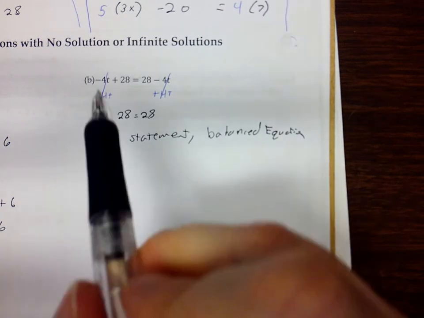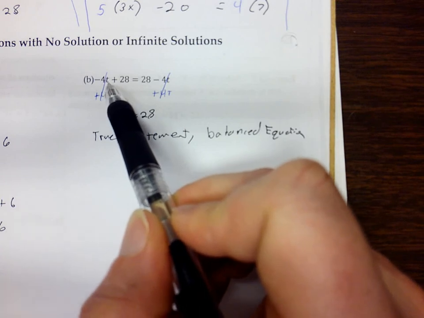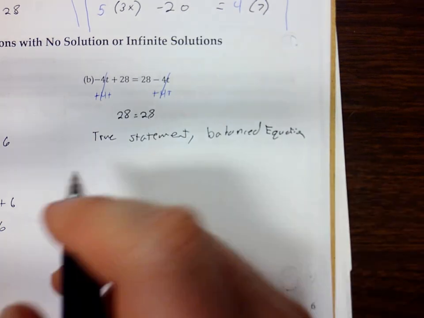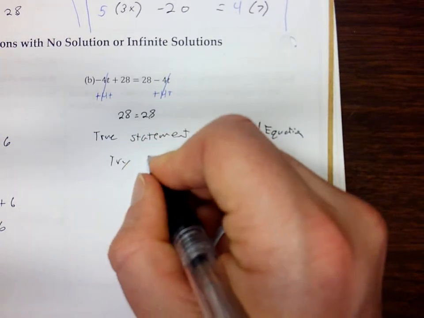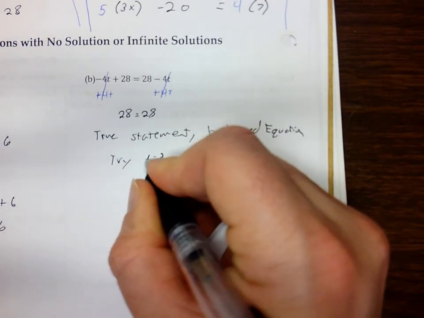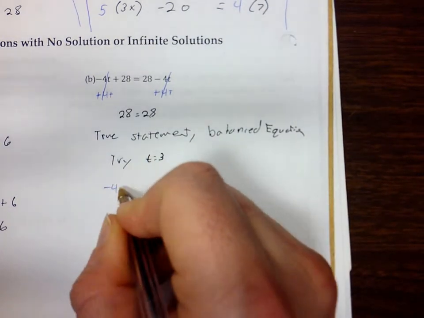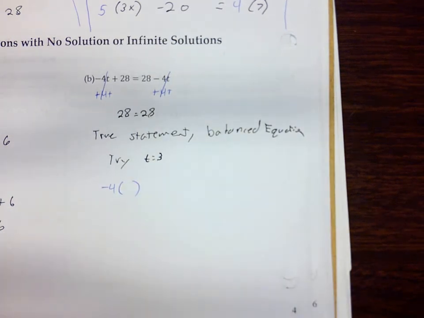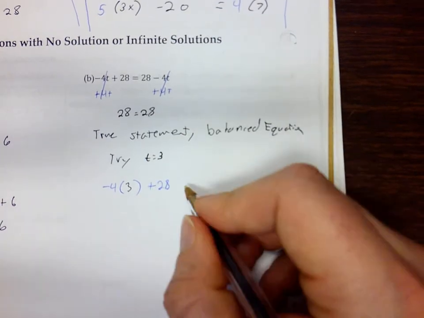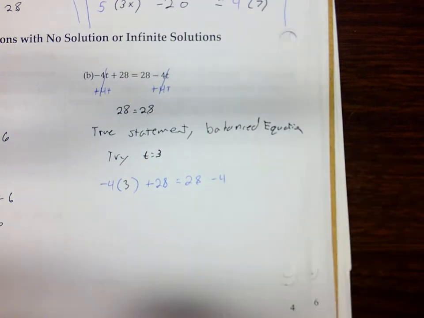So the question is, what happens when I plug in some number for our variable? What happens when I plug in something for t? Is that going to change? Pick any random number you want. Let's try t equals 3. And again, this is just for fun. This is not part of the problem. This is to help you understand what's going on here. So I'm going to have negative 4 times 3 plus 28 equals 28 minus 4 times that 3.